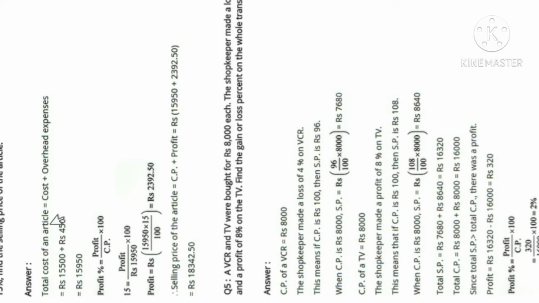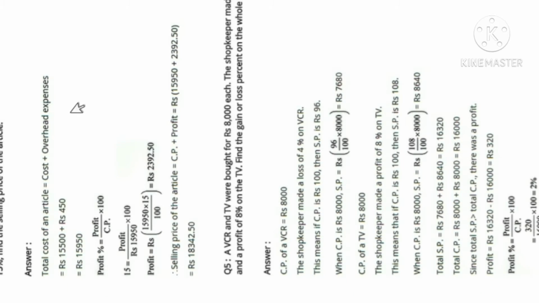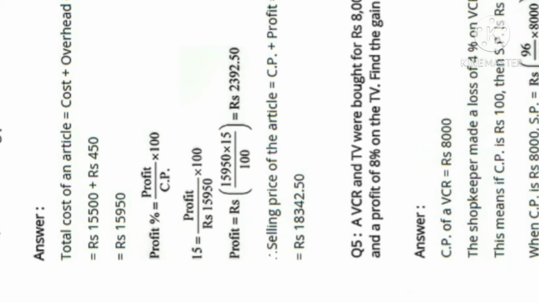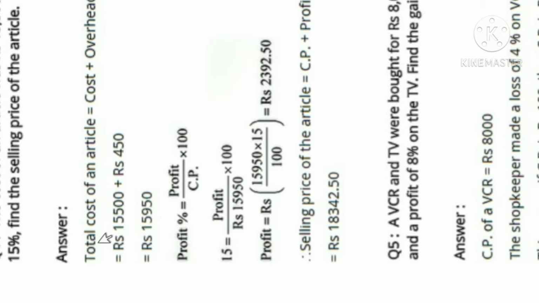So total cost of an article equals cost plus overhead expenses. Overhead expenses means extra charges. So it equals 15,500 plus rupees 450, which equals 15,950. Okay. Now profit percent equals profit upon CP into 100.